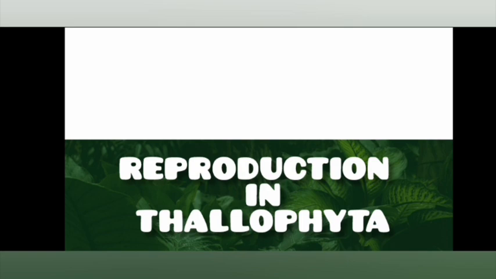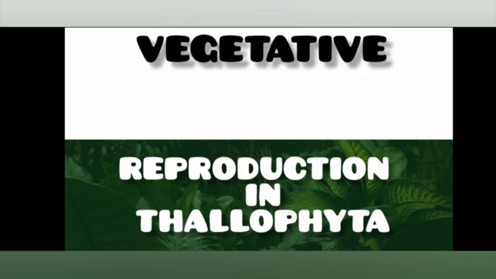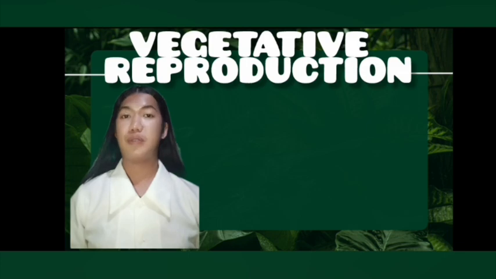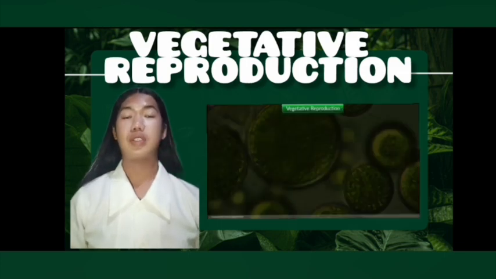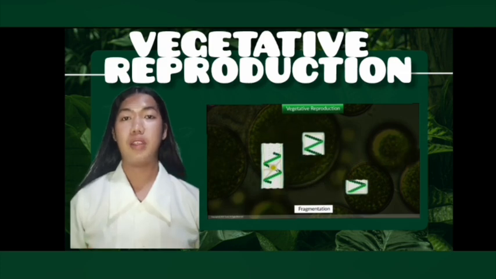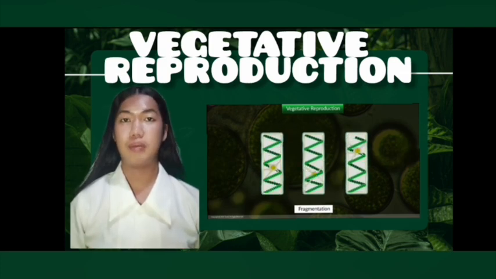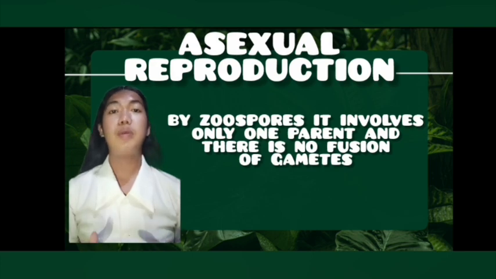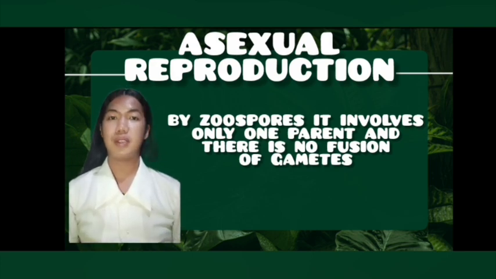So now, let's talk about the reproduction of Thallophyta. Thallophytes reproduce in three ways: vegetative, asexual, and sexual. The first one is vegetative reproduction. Vegetative reproduction is by fragmentation, where the thallus breaks and develops into a new organism. Next is asexual reproduction. Asexual reproduction is by spores. It involves only one parent and there is no fusion of gametes.